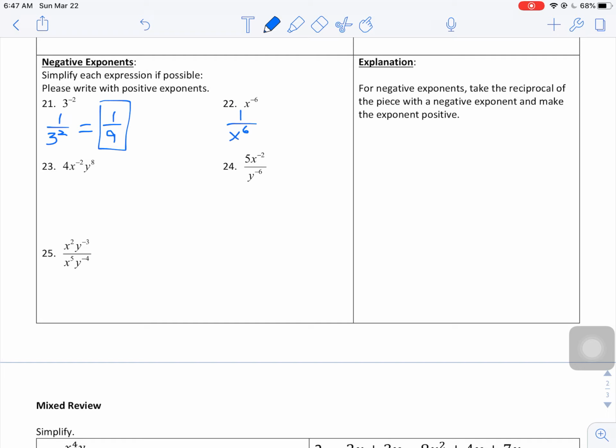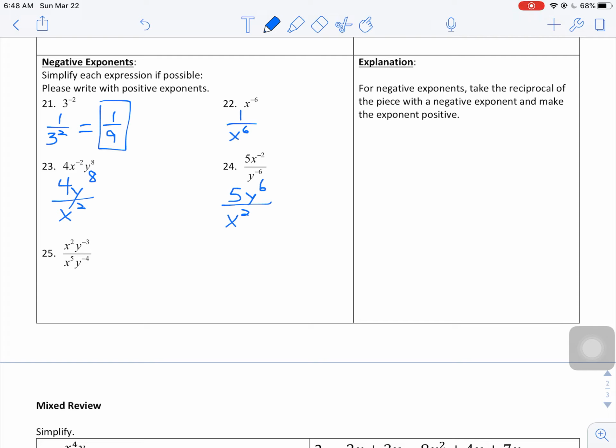Now in 23, be careful. Only flip the part that has a negative exponent. So leave the 4 up top, leave the y to the 8th up top, but then the x to the negative 2, you're going to flip down to the bottom and make it a positive 2. On 24, the 5 does not have a negative exponent, so leave it alone. The x does have a negative exponent, so flip it down to the bottom and make it positive. The y has a negative exponent, flip it up to the top and make it positive, like that.